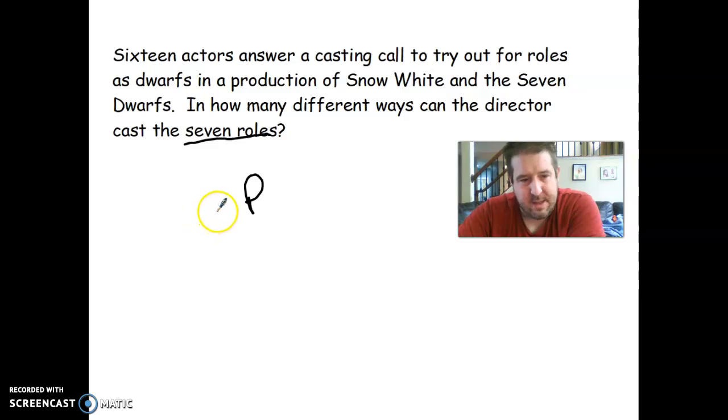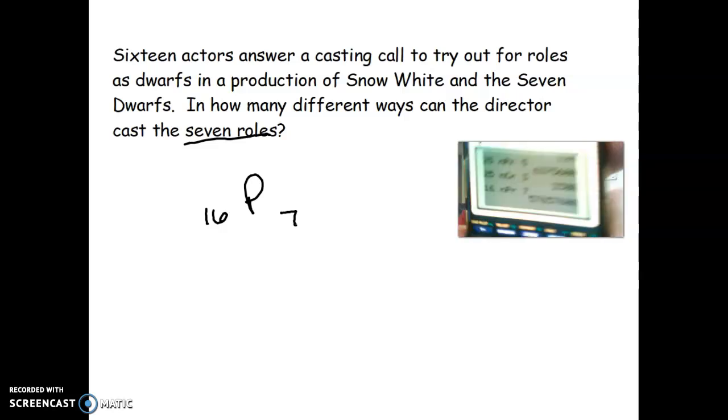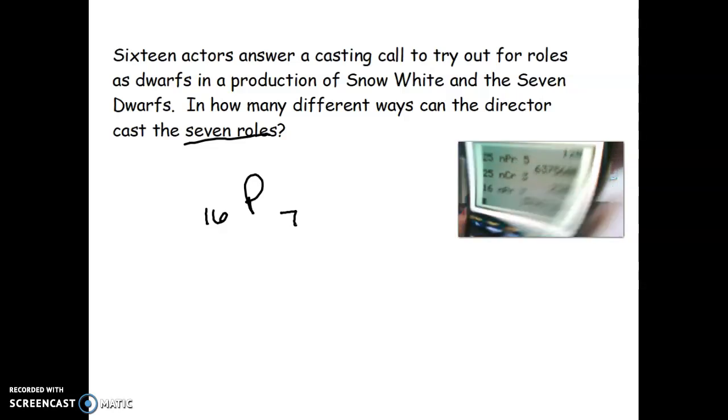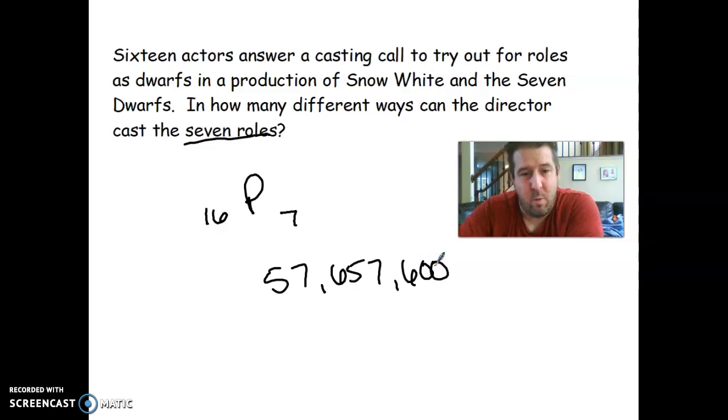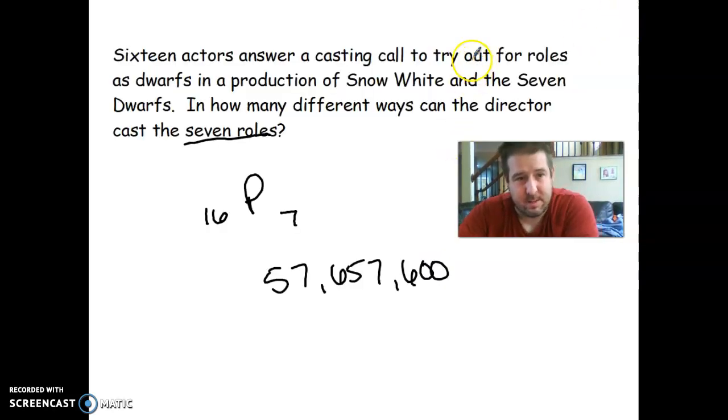So there's 16 possible actors, and you're choosing 7 different roles. So 16, math, and then permutation of 7, and you should be getting something that looks like this. 1, 2, 3, 1, 2, 3. So 57,657,600 different ways you could cast them. It's a lot of ways. And that looks like that's it.